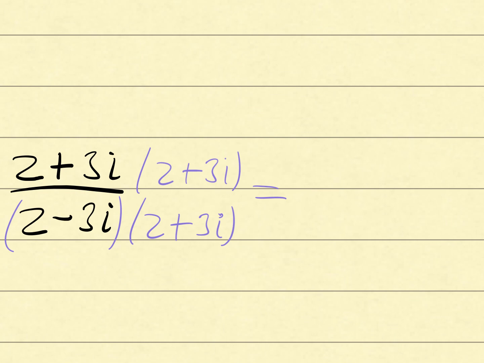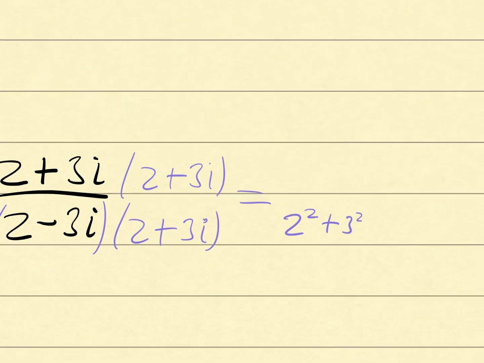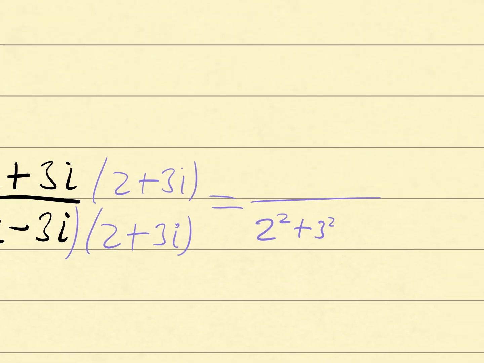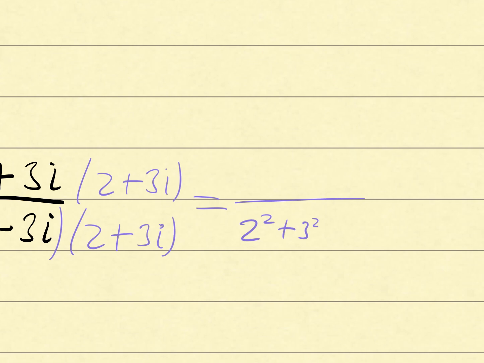Real number squared and the imaginary number squared. Okay, very good. So we square the 2, our real number, and square the real part of our imaginary, and add them together. So you get 2 squared plus 3 squared. And on the top, you want to FOIL.